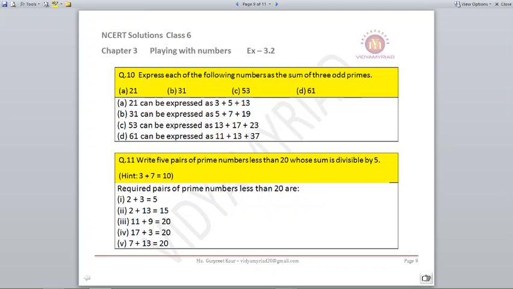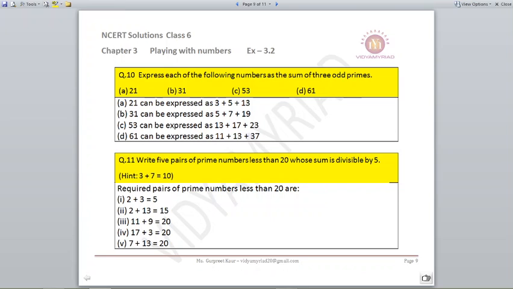Next, write 5 pairs of prime numbers less than 20 whose sum is divisible by 5. Now, to get this idea, divisible by 5 means my ones place should be 5 or 0. If I get that, that means that number will be 100% divisible by 5.